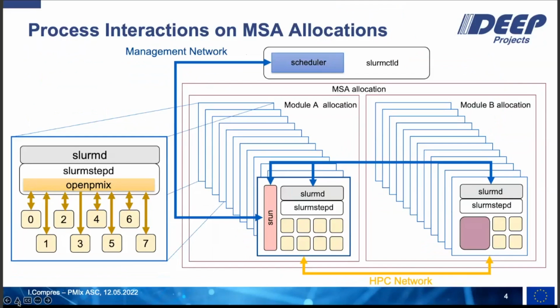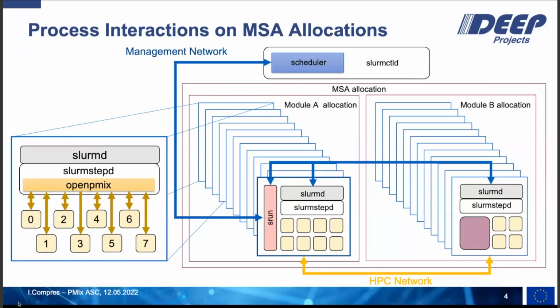So then to have a rough idea of how this looks currently, we are working with Slurm. The way this will look is that the MSA allocation itself is a collection of sub-allocations that are each one of them in modules. So here we are illustrating module A on the left block inside of the MSA allocation block. And then you have module B on the right.